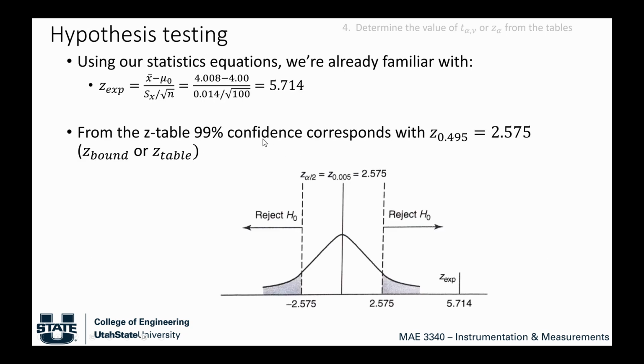So if we look up in our Z table with a 99% confidence, we find that the bounds are 2.575. And because we set this equal to, we're going to have to look at the positive side and the negative side. So we have bounds on both sides. Essentially, if our experimental value is greater than this bound, then we can reject the null hypothesis, which is a strong statement. Whereas if it falls in between these two points, then we cannot reject the null hypothesis. So you can see that with a 99% confidence, we can reject the null hypothesis because our Z experimental is much greater than that 2.575.